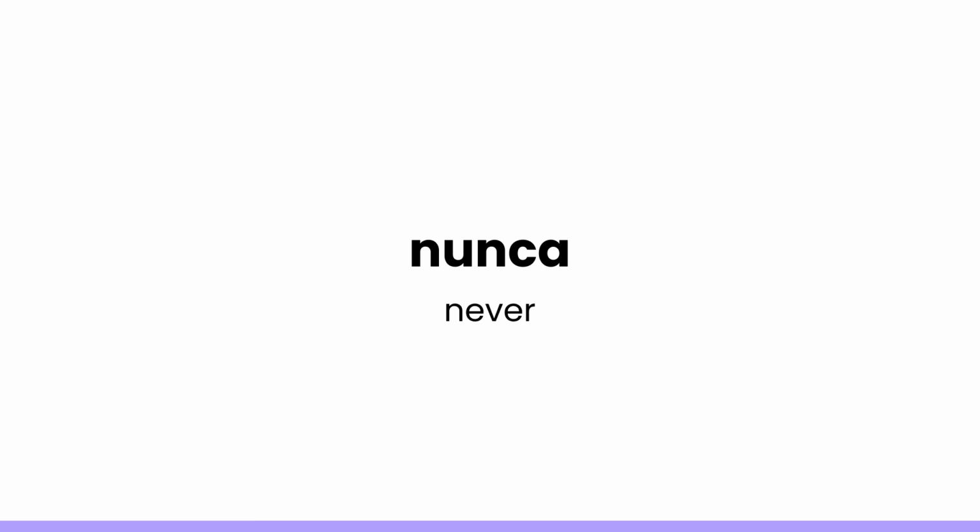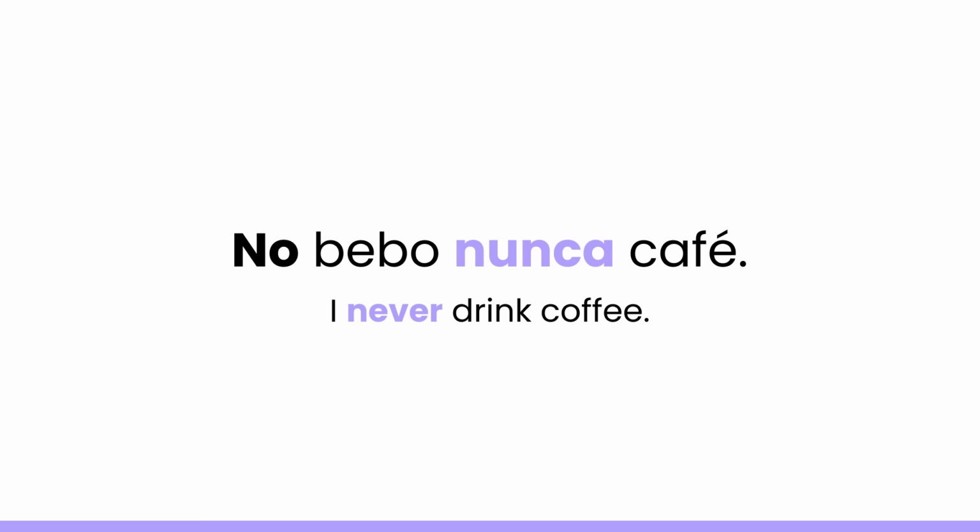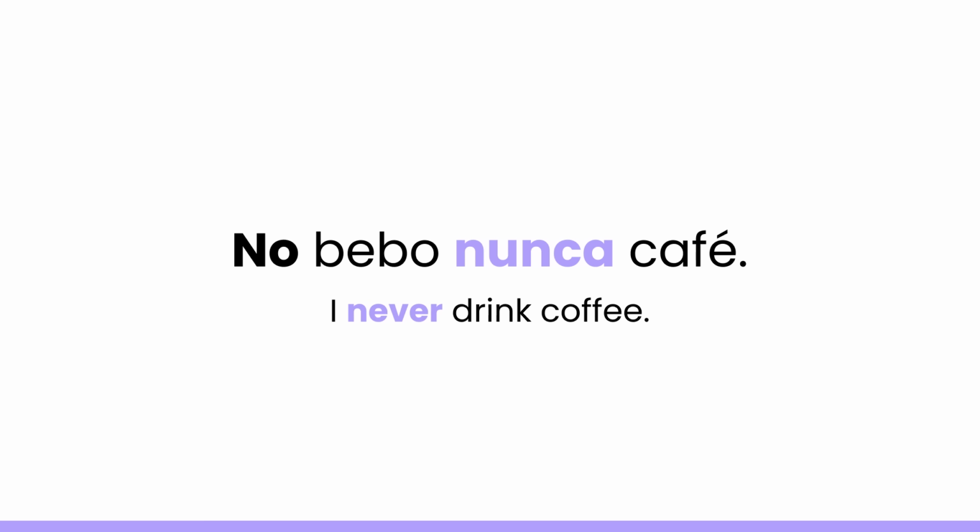Alright, then the second word that is very often used in negative sentences, double negative sentences, is nunca. Nunca, which means never. So for example, no bebo nunca café. No bebo nunca café. I never drink coffee. And the reason why it's called a double negative is because obviously we also use this word no. So no and nunca go together.